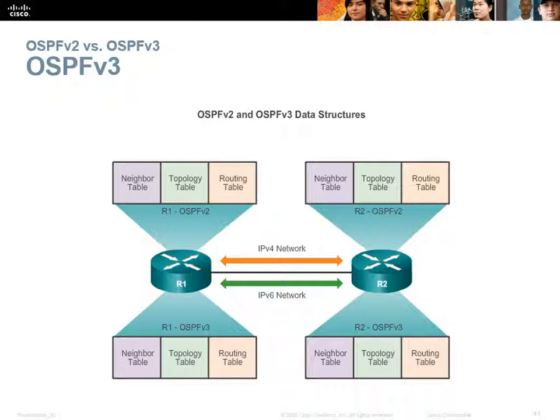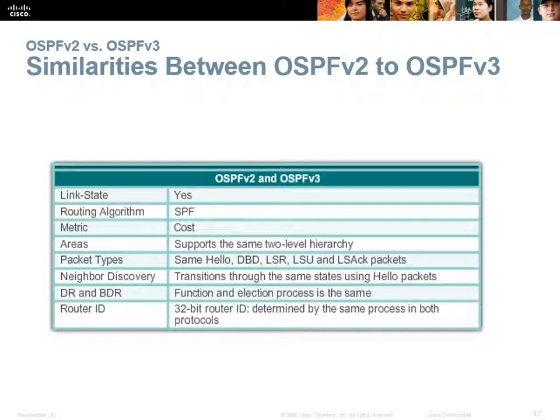What's the difference between version 2 and version 3? IPv6 is in what version? Version 3. Okay. Similarities between the two: they're both link state, they're both SPF, they both go by cost. They both have the same type of packets, neighbor discovery. They both elect a designated router and backup designated router. The router ID will always be a 32-bit address, which is an IPv4 address. And the areas are a two-level hierarchy.